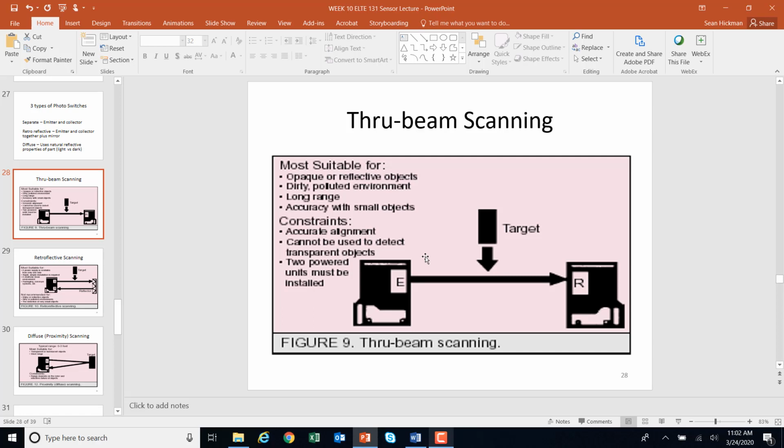So here's through beam. This is separate. The emitter's on one side, the collector's on the other. So you shoot light across here. If for some reason you break the light, then this is no longer receiving the light, and therefore the sensor knows that there's something in the way. Okay, and that's what we're going to see in a video. Take a look at what it's suitable for. You see this on light curtains a lot.